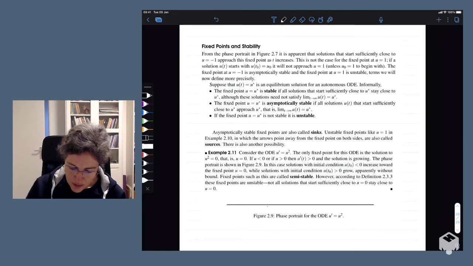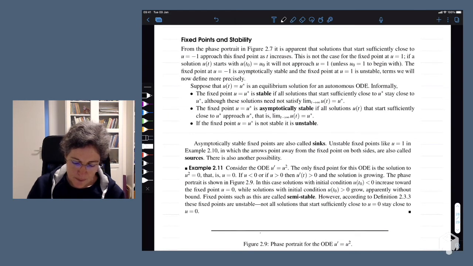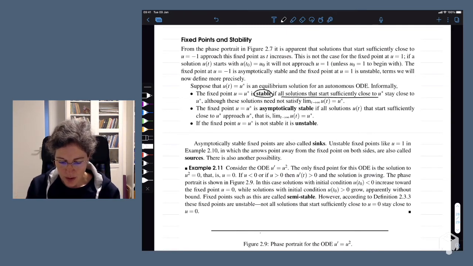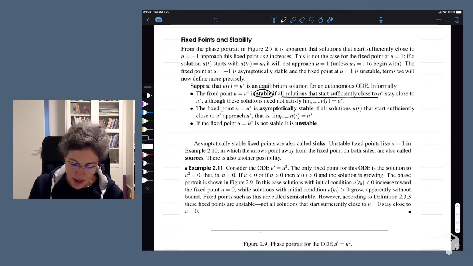So this leads us to a definition, which says that if we have a fixed point and all the solutions that start quite close to it stay close to it or get even closer, then we call that a stable solution. On the other hand, if it's not stable, then we say it's unstable.